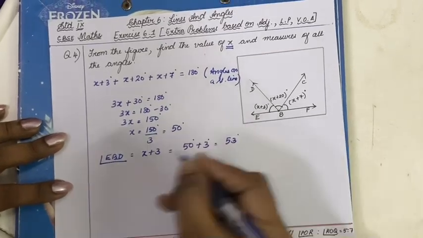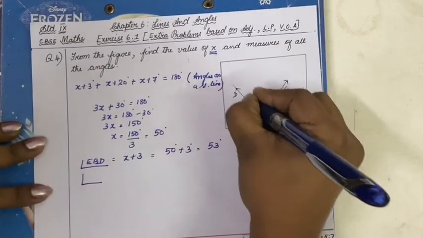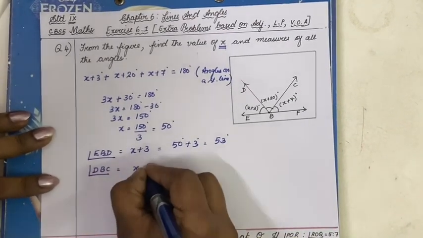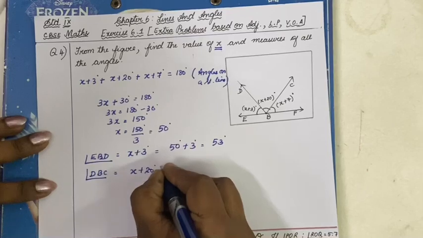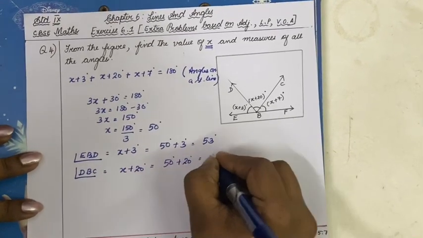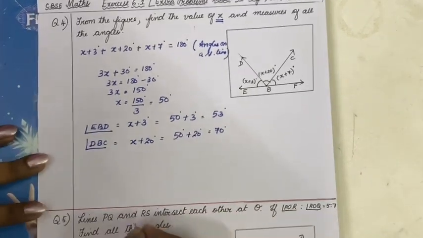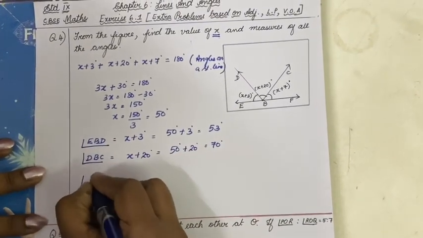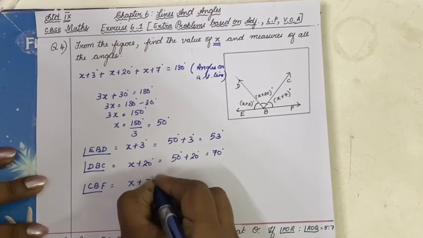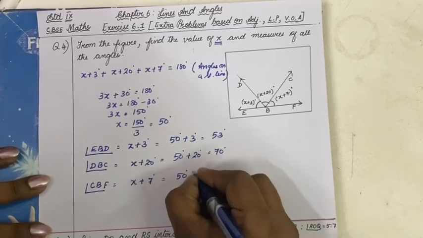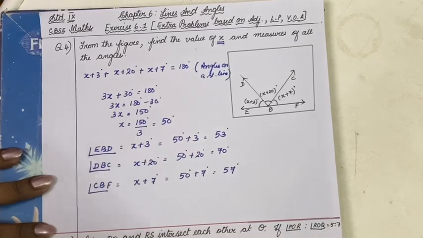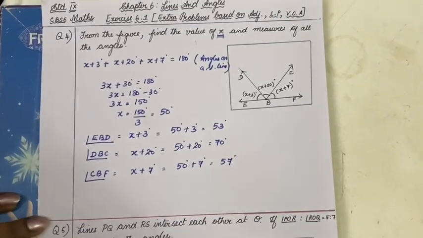53 degree. And the next angle is DBC. DBC, which is x plus 20 degree, which is equal to 50 degree plus 20 degree, which is equal to 70 degree. And last angle is CBF, which is equal to x plus 7 degree, 50 degree plus 7 degree, which is equal to 57 degree. So, fourth problem is over.